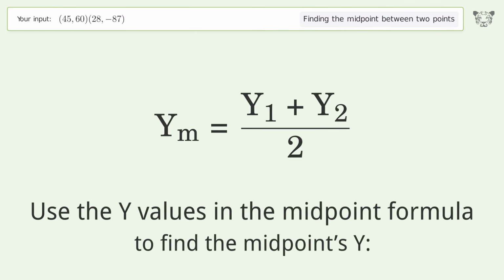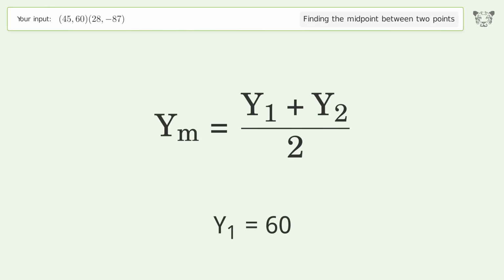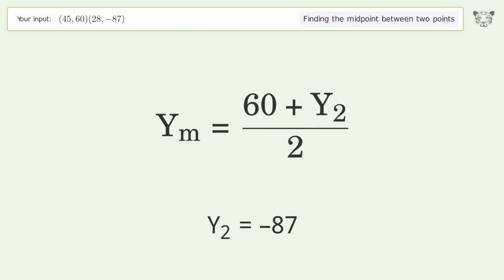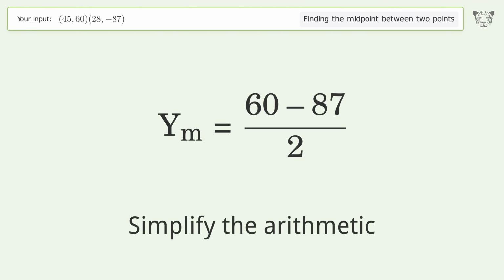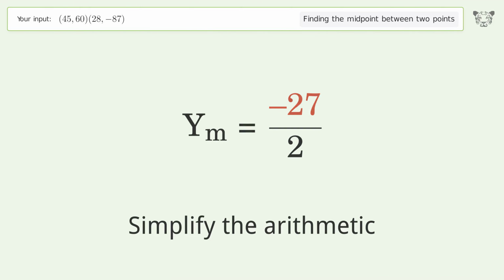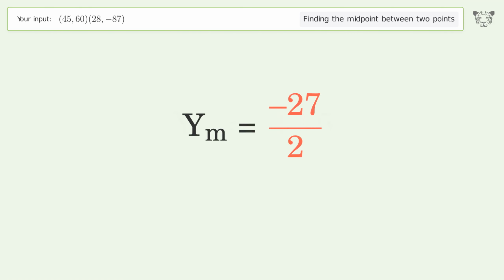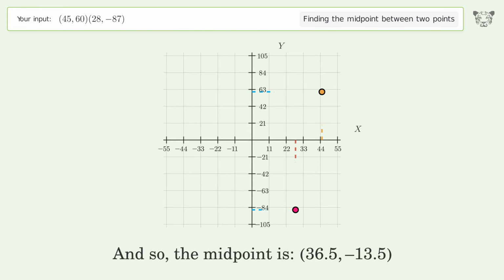Use the y values in the midpoint formula to find the midpoints y. y1 equals 60. y2 equals negative 87. Simplify the arithmetic. And so, the midpoint is 36.5, negative 13.5.